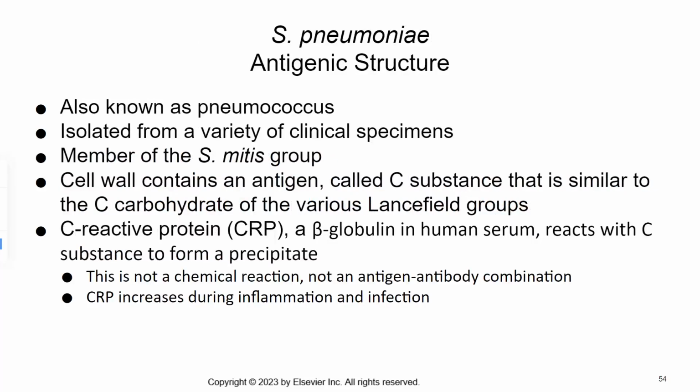S. pneumoniae, also known as the pneumococcus. So if you've heard of the pneumococcal vaccine, this is what it's vaccinating against. It's isolated from a variety of clinical specimens. It is a member of the S. mitis group. Cell wall contains an antigen called C substance that is similar to the C carbohydrate of various Lancefield groups. C-reactive protein, a beta globulin in human serum, reacts with C substance to form a precipitate. So CRP increases during inflammation and infection.